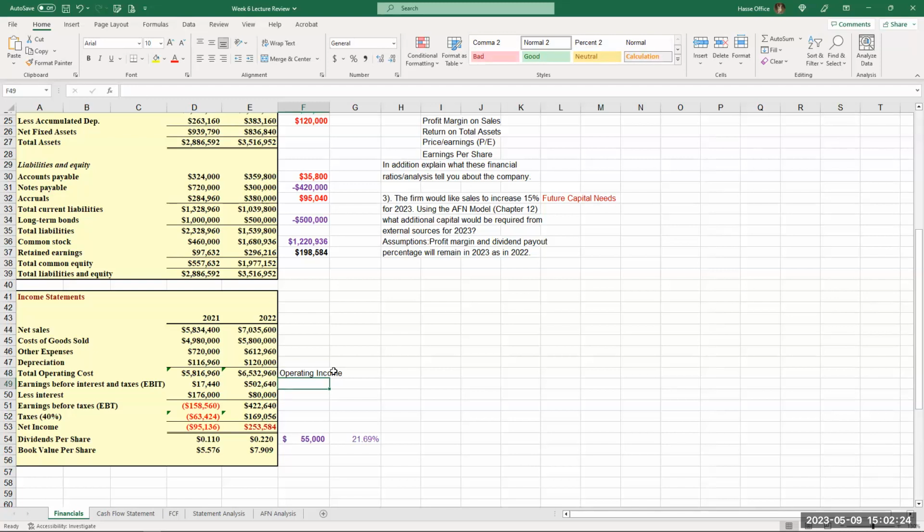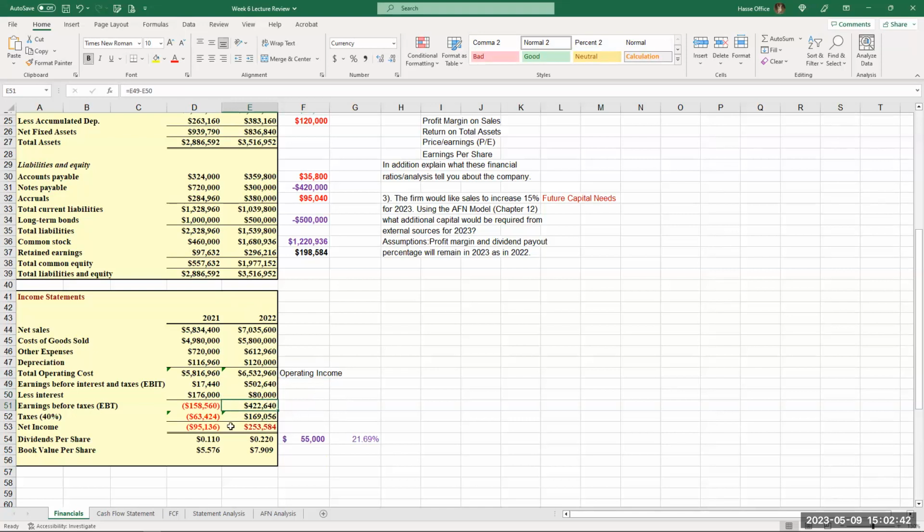From that, we have to subtract out interest on that debt that we have on our balance sheet. In this case it was $80,000. Interest, which is tax deductible on our corporate return. And from that, we now get our earnings before taxes.